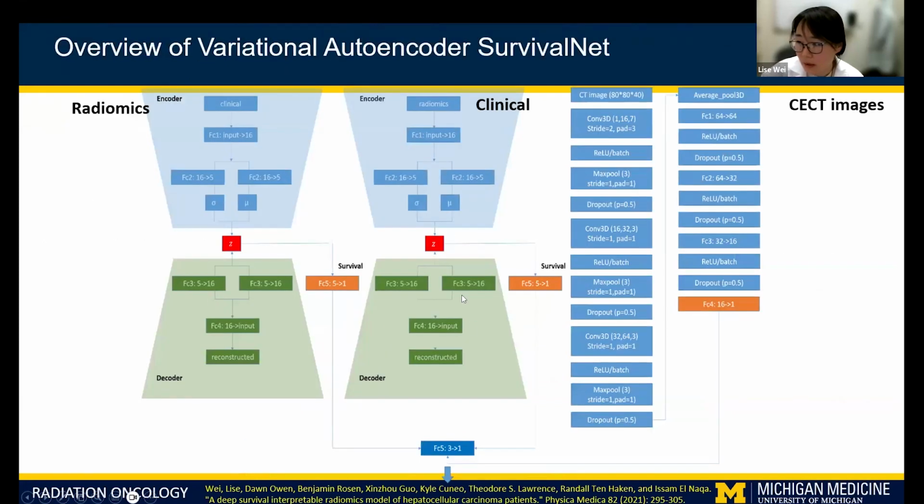This is the network structure. As I just mentioned, there are three types of input. One is extracted imaging features, which is the radiomics. The second is clinical variables, including common ones like age, gender, and lab tests. And also the contrast-enhanced CT images. For these three parts, we use a deep survival loss here, and then combine the predictions from these three channels to get our final result.